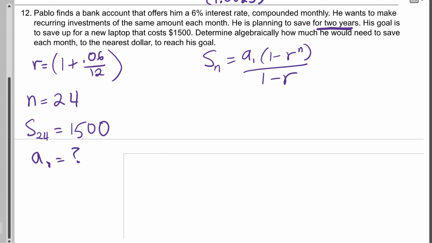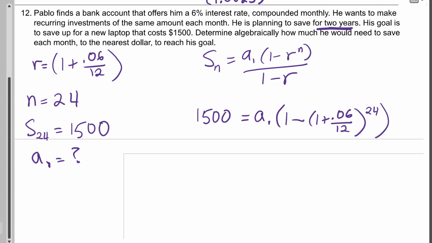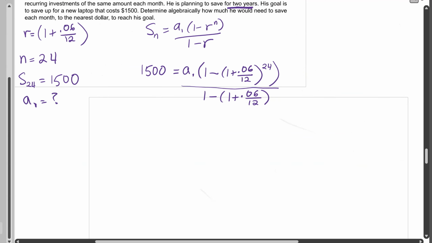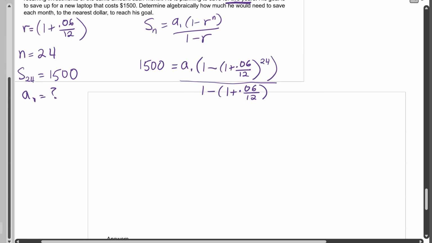I can set the total sum to be 1,500 equal to my first term, which is what I'm looking for, times 1 minus my common ratio raised to the 24th, because again, this is 2 years, but it's a monthly interest rate, divided by 1 minus 1 plus 0.06 divided by 12. And this is the equation you would need to solve in order to get how much he would need to save each month to the nearest dollar. So let me show you what that would look like if we clean that up.